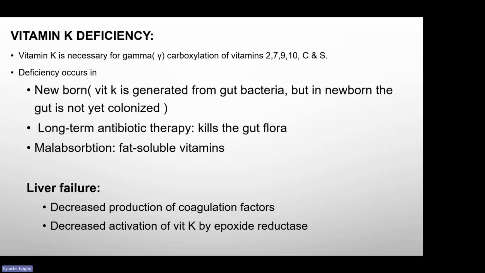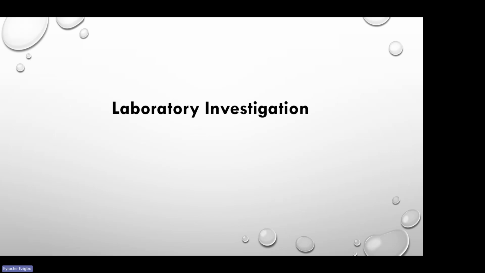Also in liver failure, when someone has a liver disease, it drastically affects the coagulation system, because there will be decreased production of coagulation factors and decreased activation of vitamin K by the epoxide reductase. So that is the few we can take on primary hemostatic disorders and secondary hemostatic disorders. And also briefly, we are going to look at one or two laboratory investigations we use in hemostasis and thrombosis.